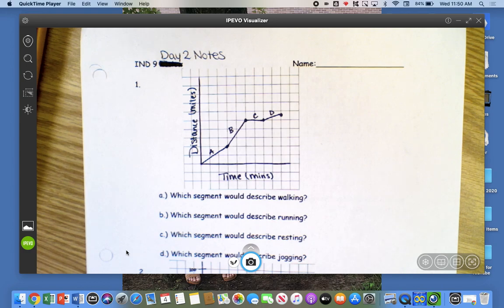In Indicator 9. And we will be quizzing tomorrow, so make sure that if you have any questions, you definitely reach out. So for our notes today, we're going to be looking at graphs and making some assumptions.